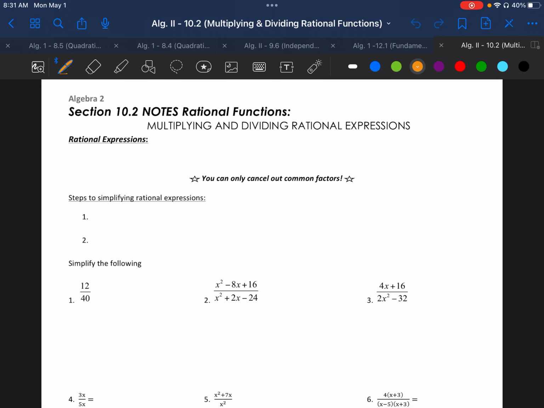And I really love that satisfying feeling of taking something that starts out pretty bulky and making it really small and simplified. Anyway, let's first start off with defining rational expressions.